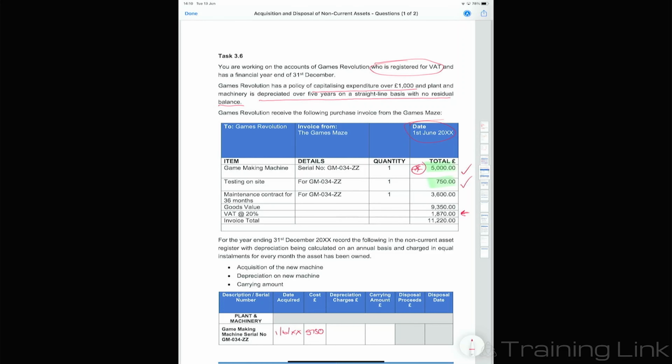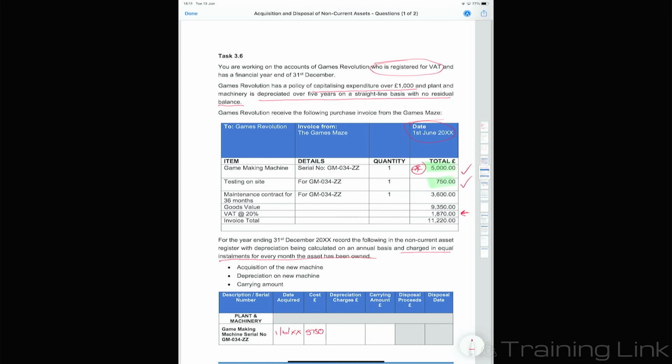We then have to look at what our depreciation charge is, and a key bit of information in the second part is that it's charged in equal instalments for every month the asset has been owned. So what we're going to do is work out what a yearly charge will be, and then we'll proportion that down to the amount of months that the asset's been owned within that year.